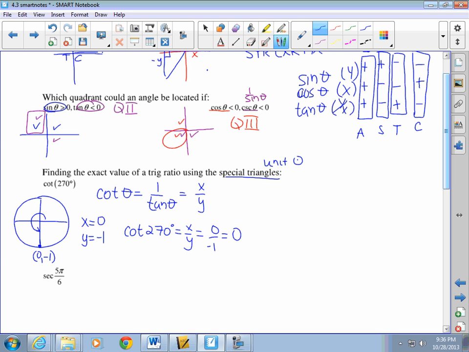So this one I didn't actually need my triangle, because it's on the unit circle and it ended up right on one of my axes, then I just use 0 and negative 1.